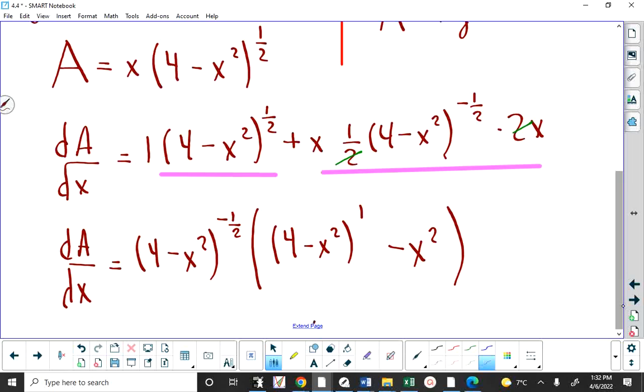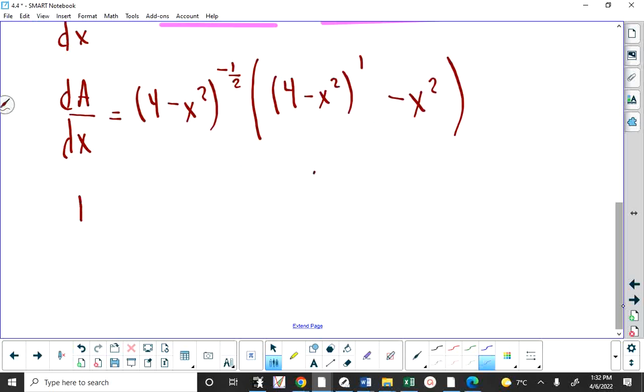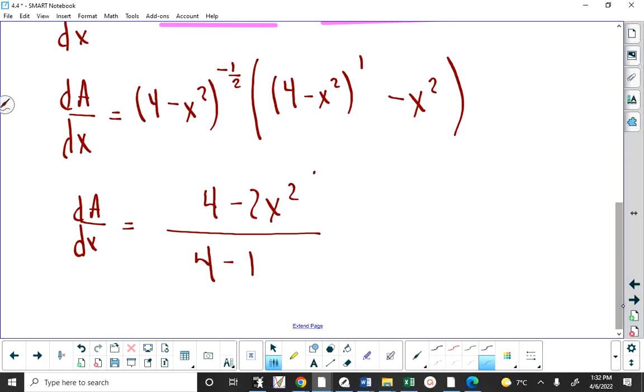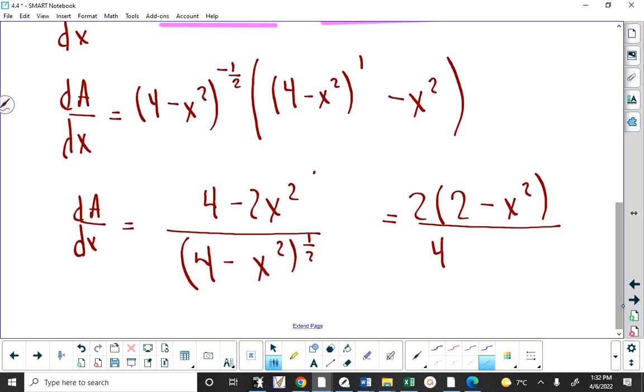Our derivative then, dA dx, is going to be 4 minus 2x squared over 4 minus 1x squared to the half. I guess we can take out a 2. Are you okay with that?